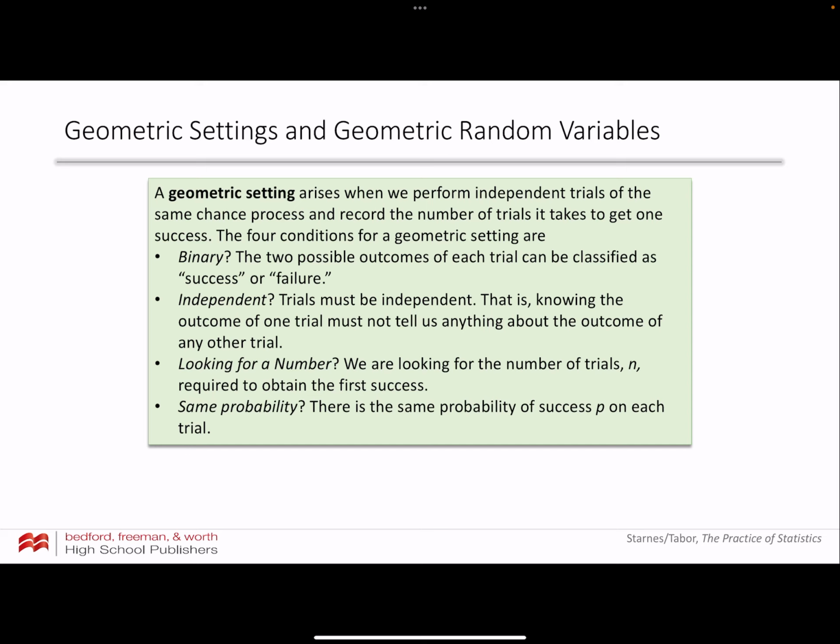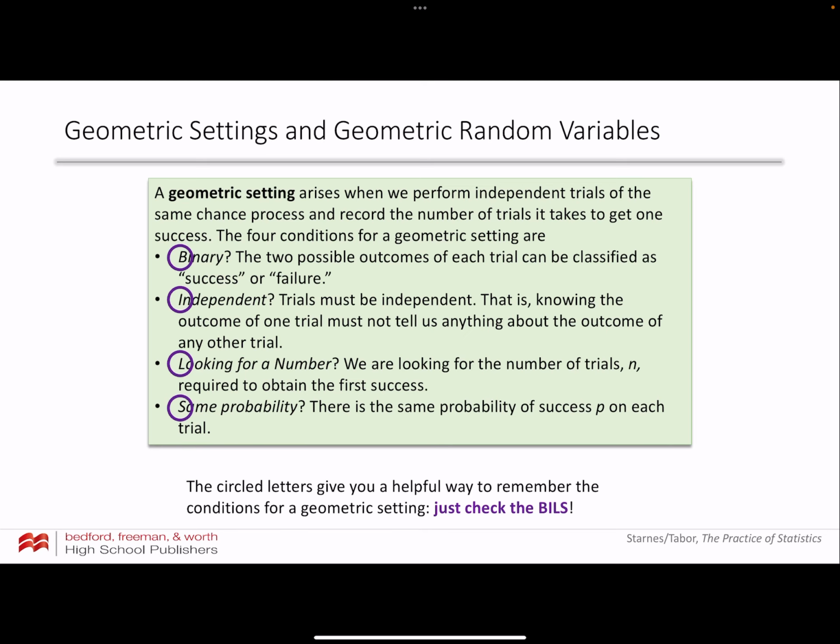So first, what is a geometric distribution? You're going to notice that this is very similar to a binomial distribution with one major difference. If you read this in a geometric setting, instead of BINS, we are going to talk about BITS. So the first requirement is that you have to have two possible outcomes, so it has to be binary. Each trial is either going to be classified as a success or a failure. And remember, success just means that's what you're looking for. It doesn't necessarily mean that it's a good or a bad thing.